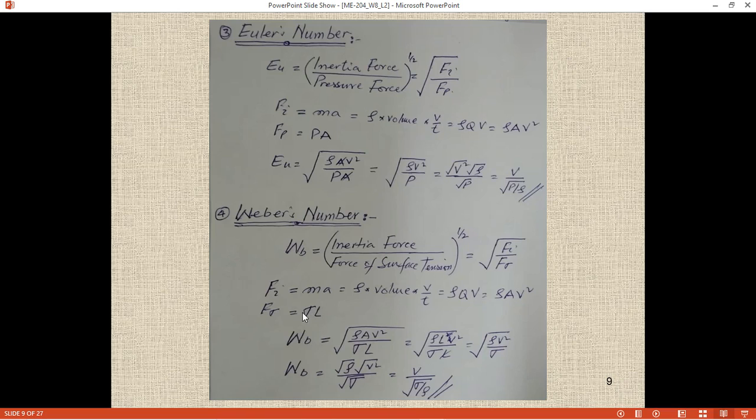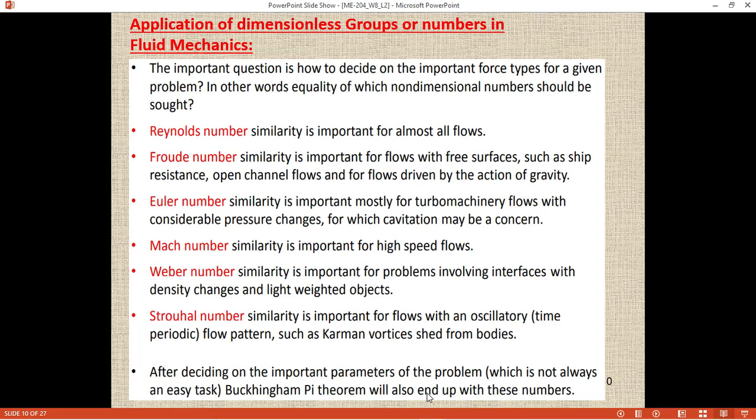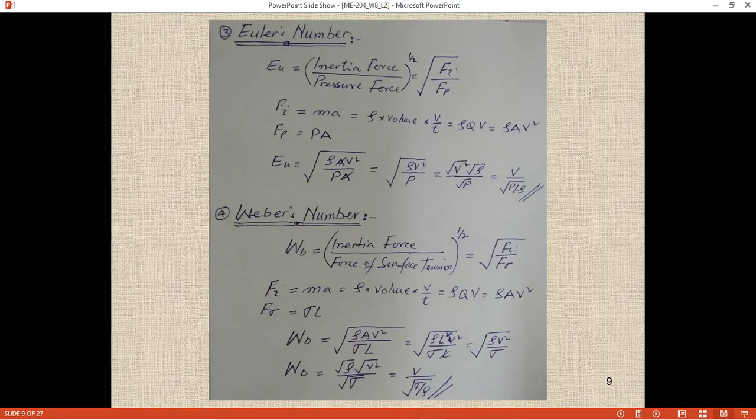The surface tension is equal to force per unit length. So when you put the values, what will happen? The length and length are going to be cancelled. V square is going to be inside. So finally, the Weber number is v over the square root of sigma over rho. So here is the derivation of some of the numbers, to verify that these numbers are basically combinations of different types of forces.